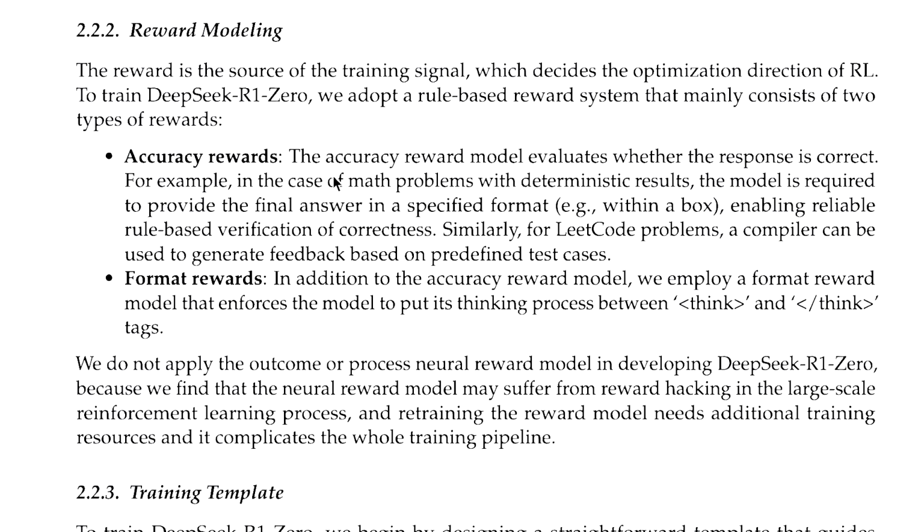For example, in the case of math problems with deterministic results, the model is required to provide the answer in a specified format, e.g. within a box, enabling reliable rule verification of correctness. So you can imagine, like in the example we had, if you do 25 plus 2, they are going to run that through a piece of code, run the calculation, and it's going to come back and say 27.